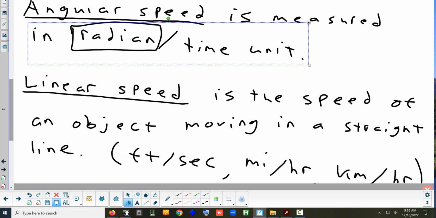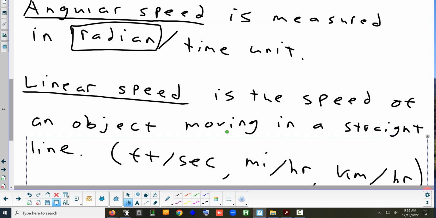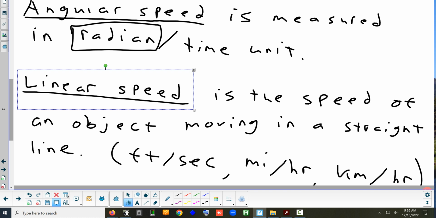Now, if we compare that to linear speed, the units are different for that. There's a time unit. Seconds, hours, those are common. But the way we measure distance in a linear way is either feet, inches, centimeters, millimeters, kilometers, things like that. We don't measure linear speed in radians. Radians measures spinning. That's angular.